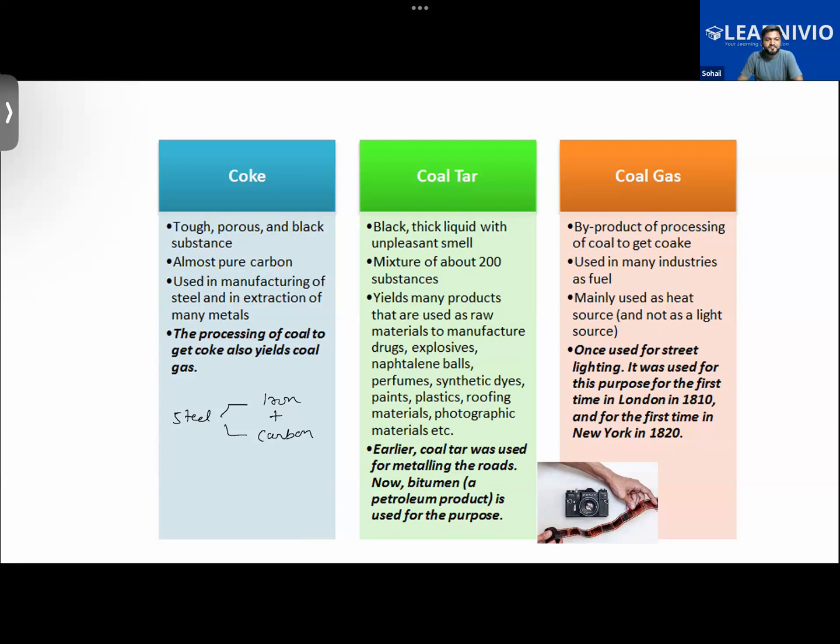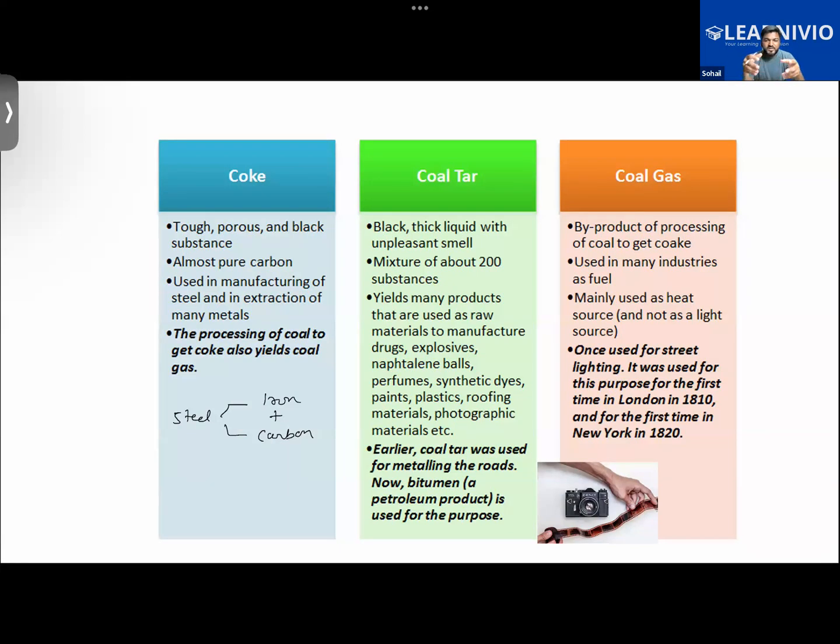Getting it, guys? So thereby now bitumen is used. Bitumen is nowadays used. Furthermore, moments ago I was talking about what property of this coal tar made it useful in the making of roads.